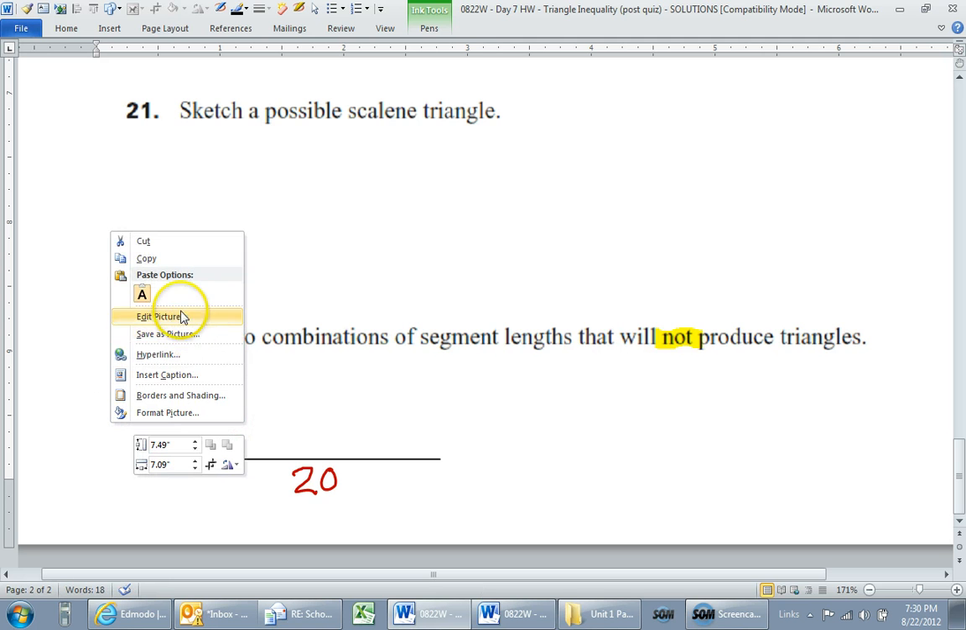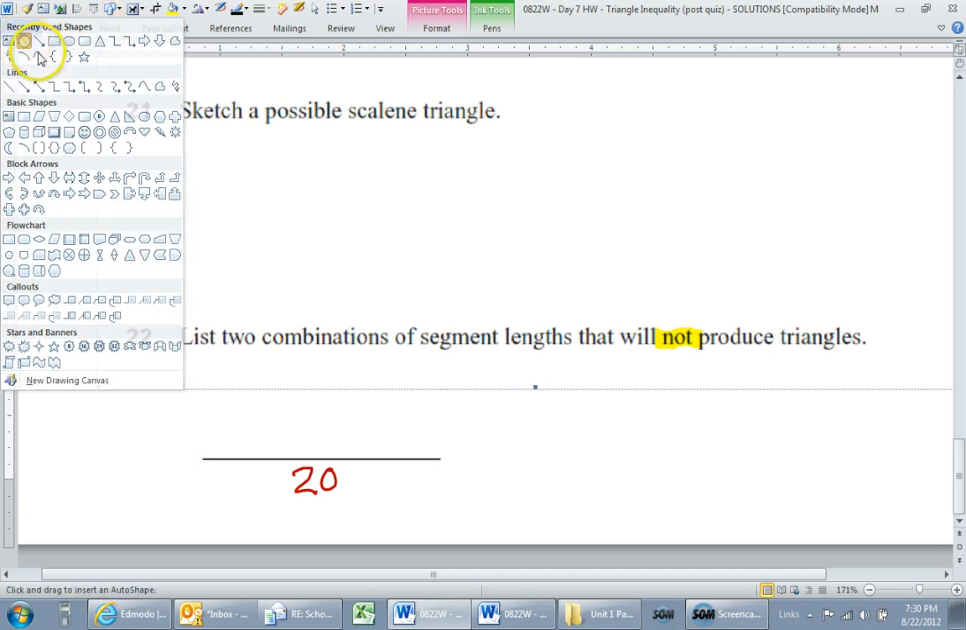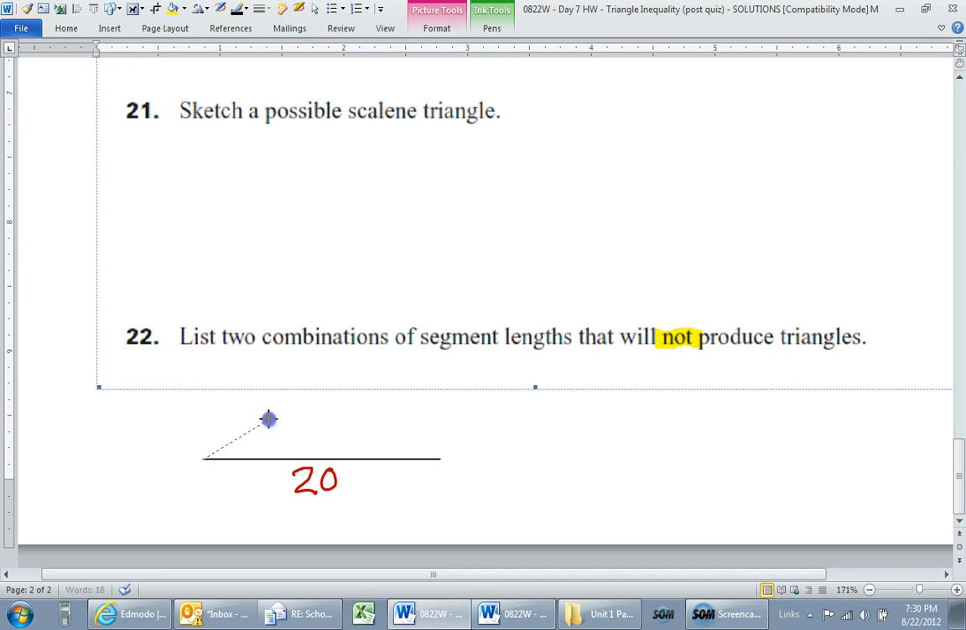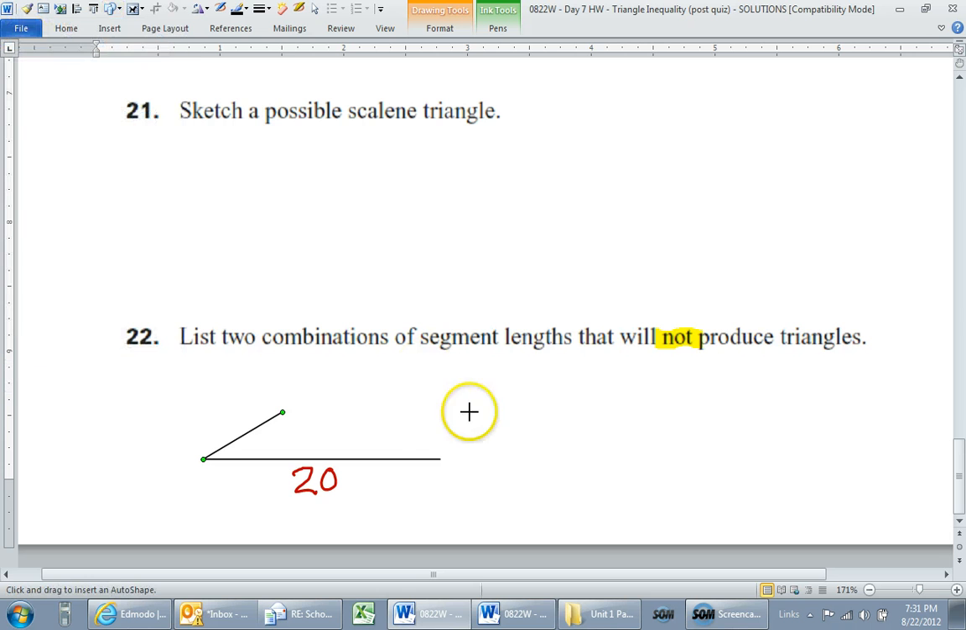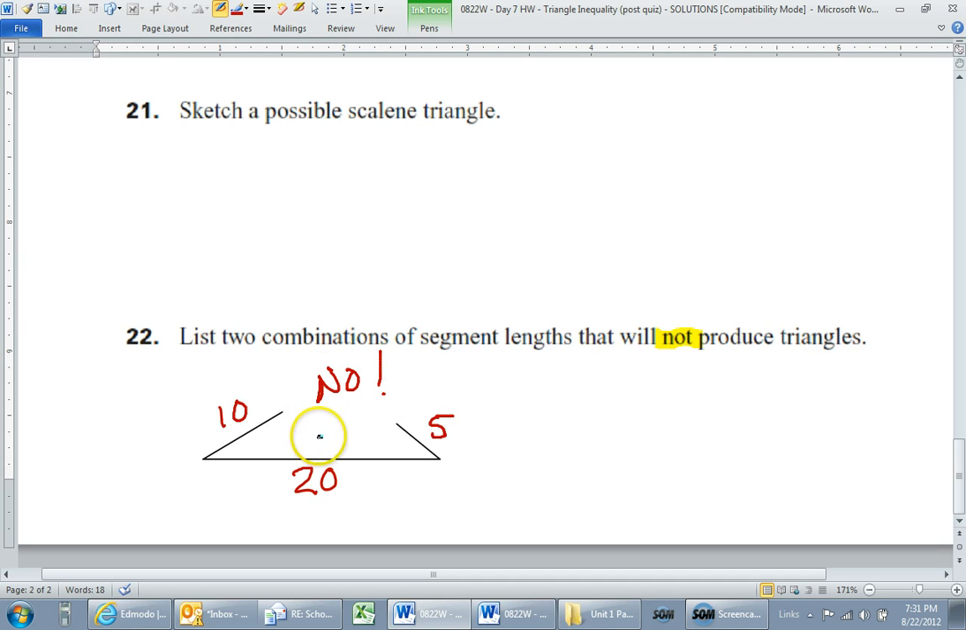Whoa, I missed. Let me try that again. Alright, say I have a length that's 10, and I have another length that is 5. Okay, so say that this is 10 and this is 5. Will this produce a triangle? No. This will not produce a triangle. Why? Because 10 and 5 only make 15.